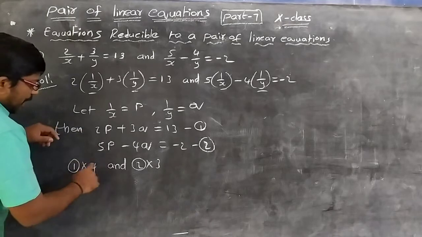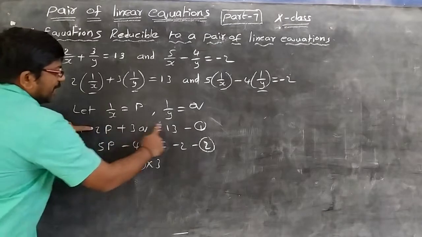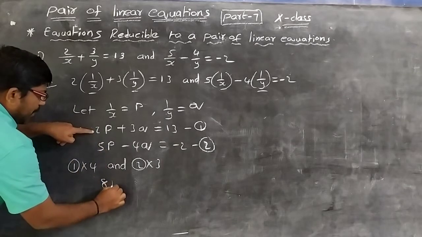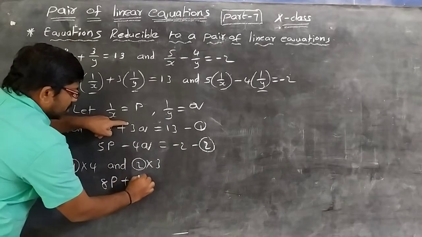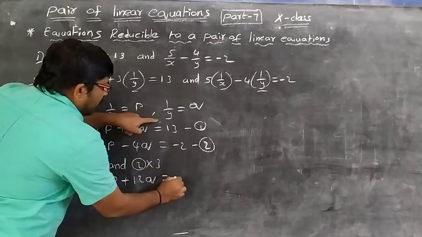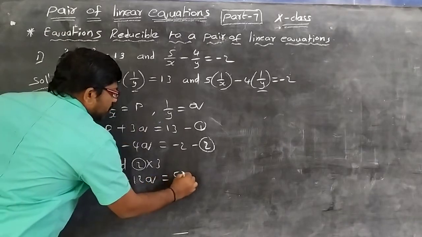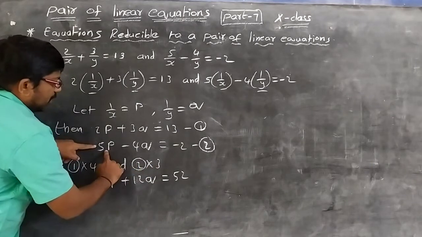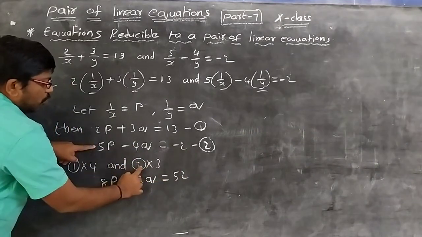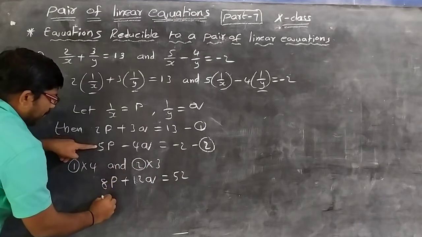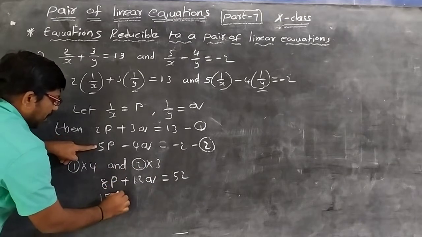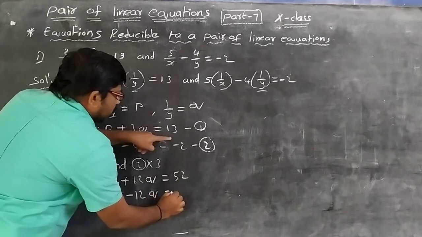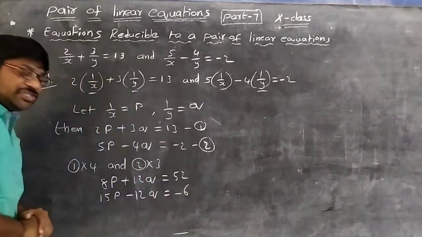So now multiply equation 1 with 4. 4 2s are 8p plus 4 3s are 12q is equal to 4 13s are 52. And equation 2 multiplied with 3 is equation 3: 3 5s are 15p minus 3 4s are 12q is equal to 3 2s are minus 6.